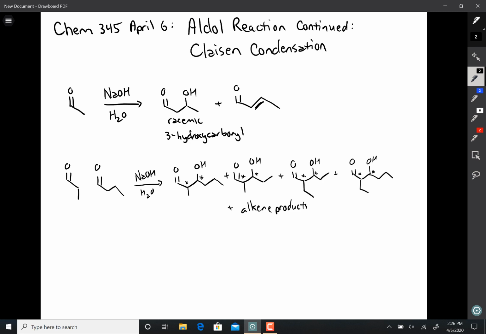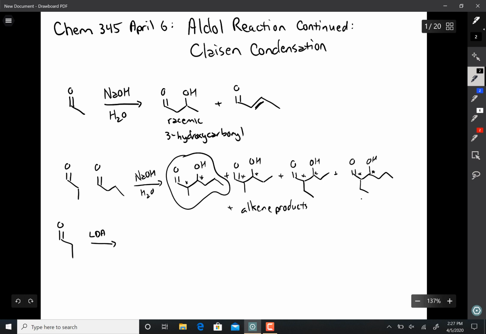To kind of start to clean this up a little bit, say you want just one of these products, say you want this product right here, what you need to do is use LDA. And again, LDA is that strong hindered base that allows you to designate that this molecule right here is going to be our nucleophile. It does that by irreversibly deprotonating it first.